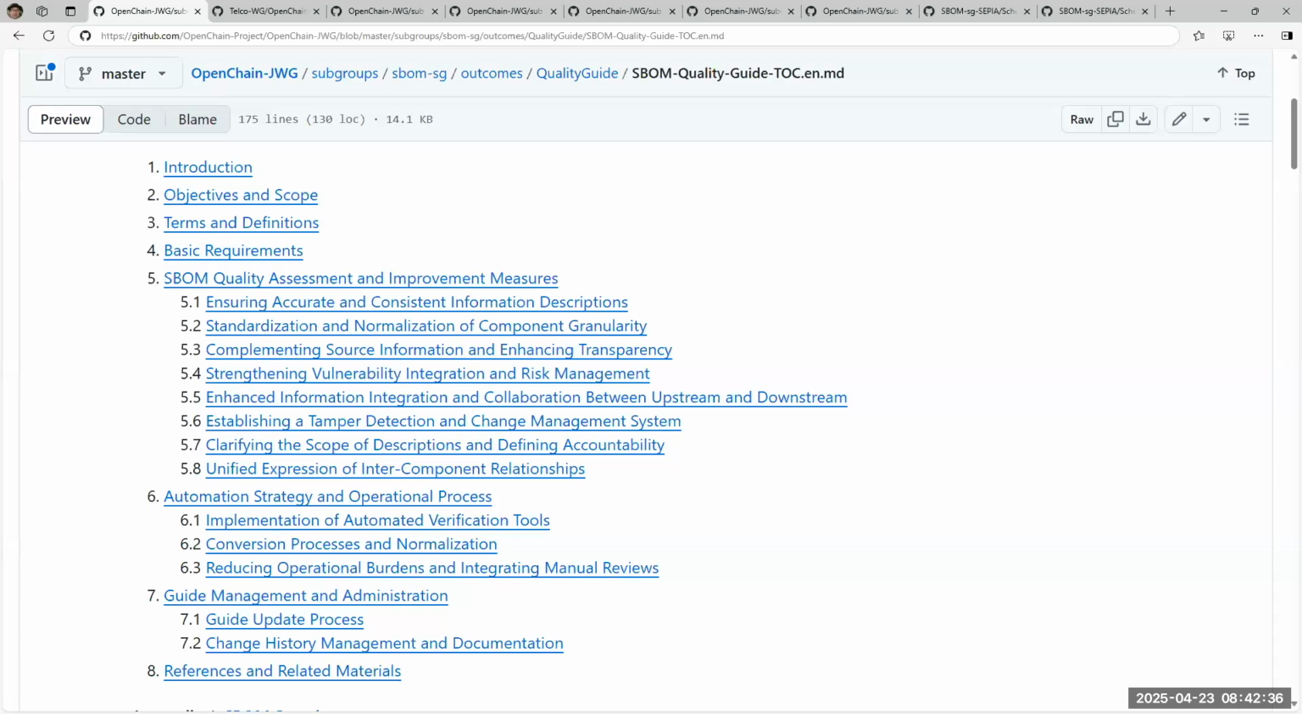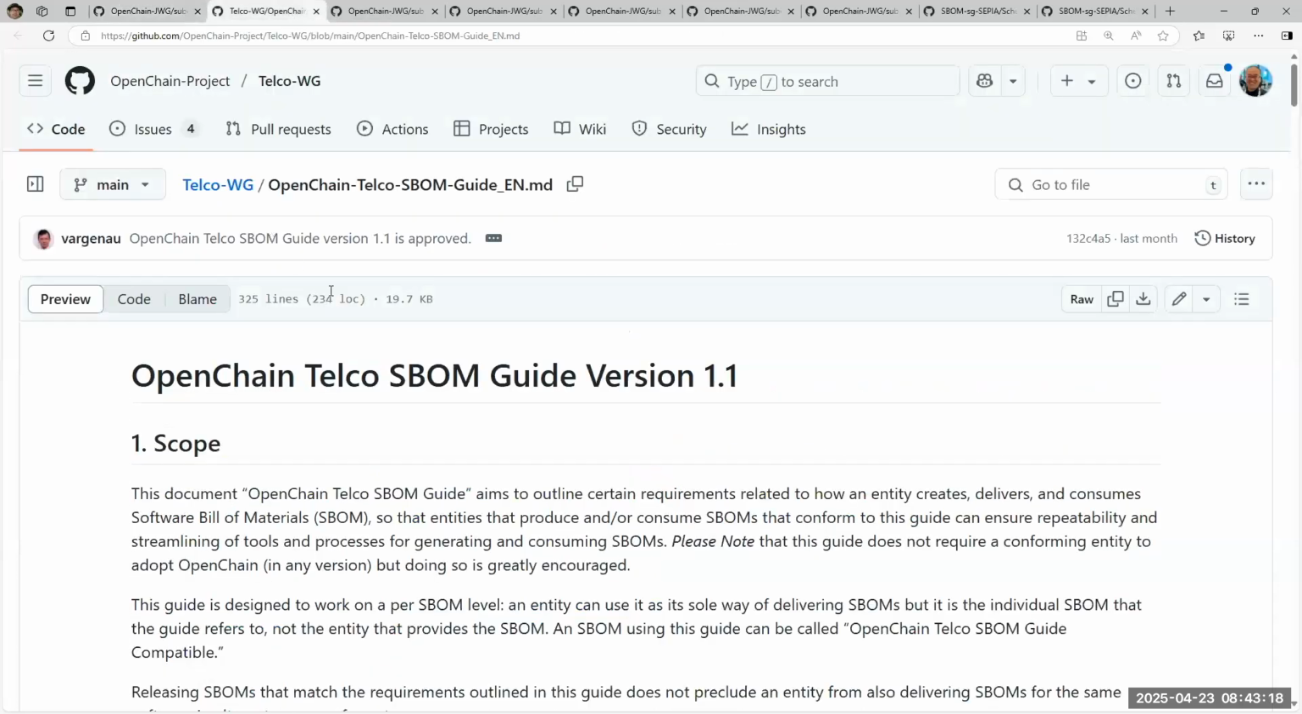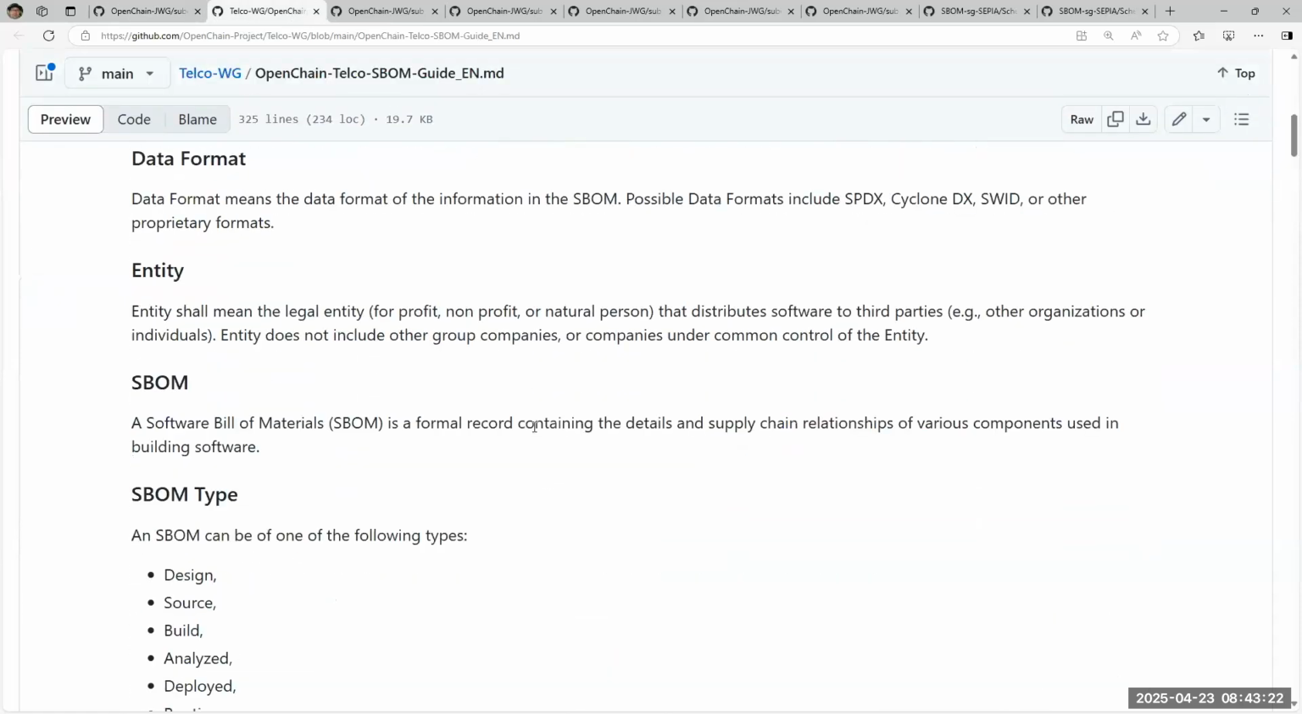Apparently this SBOM quality guide shows a different style and a different structure of this document, and at some points it appears only in this document, and otherwise some topics are lacking from the telco SBOM guide. So I'm a little bit confused why these topics are not aligned between these two guides. I'm not sure. I refer to all contents of the OpenChain Telco SBOM guide.